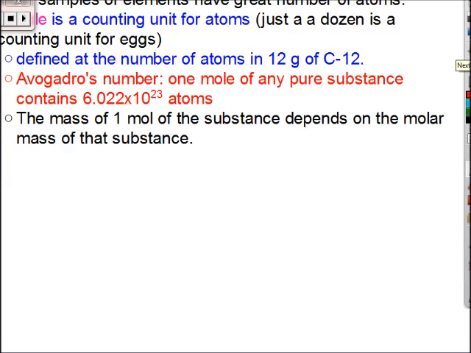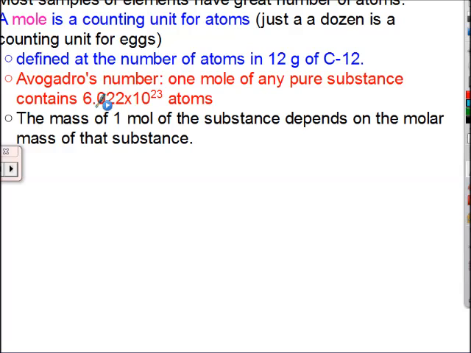Well, in chemistry we have a counting unit called the mole. And a mole is similar to a dozen when you think about it. It's a counting unit. Now, it's much bigger than a dozen, but it's just a way of counting and categorizing numbers, or how many of something you have. It's defined as the number of atoms in 12 grams of carbon-12, the specific isotope carbon-12.